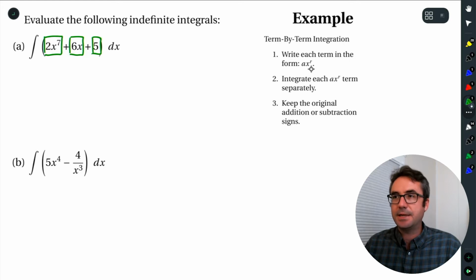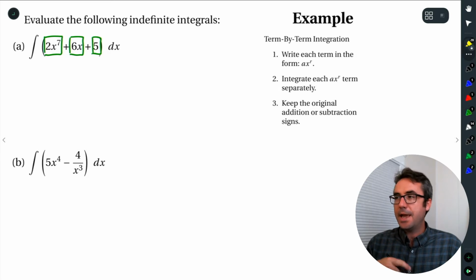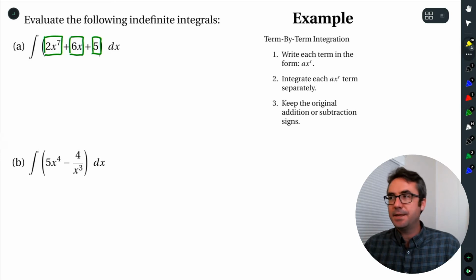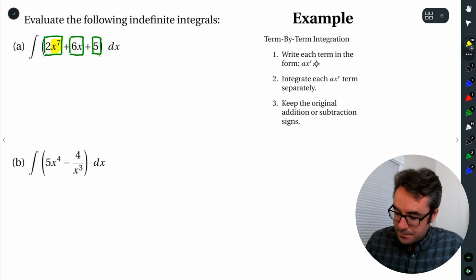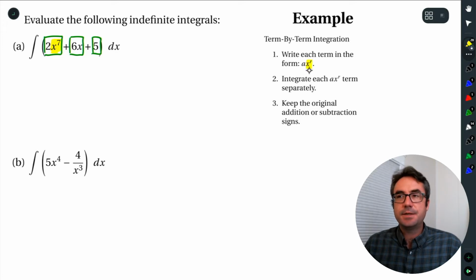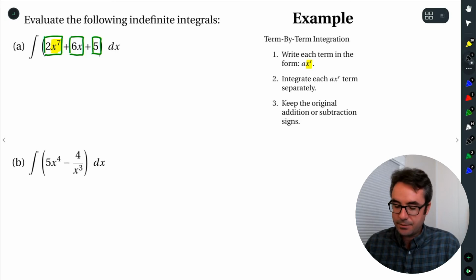So constant a times the power function x raised to the power r. And we see that we have that already here. So we're just going to integrate each of these terms. Let's start with 2x raised to the power 7. What's helpful is to identify just the variable part, because we're going to focus our attention on that variable part and get the antiderivative.